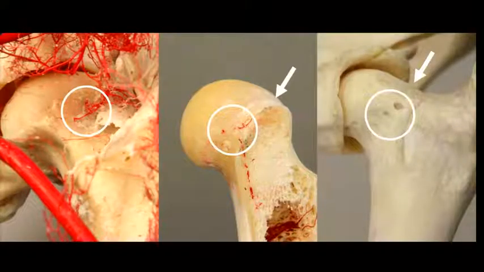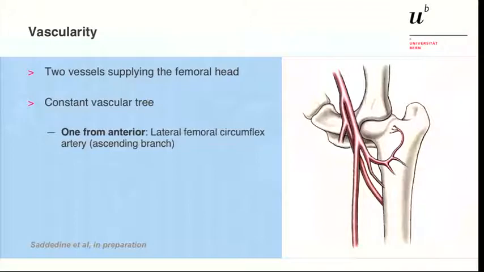Here again, with the corrosion casting, you can actually see how they enter into the acetabulum. You can see those vessels if you cut the bone, and here at the superior aspherical portion, there is basically no vascularity. And also the vascular foramina are typically located in the anterior portion.